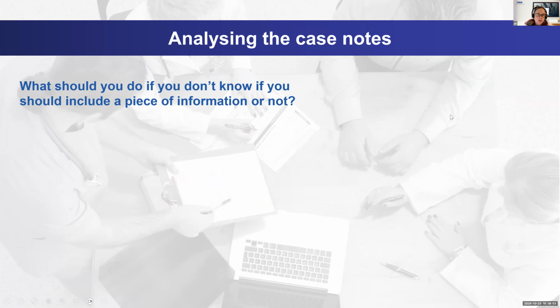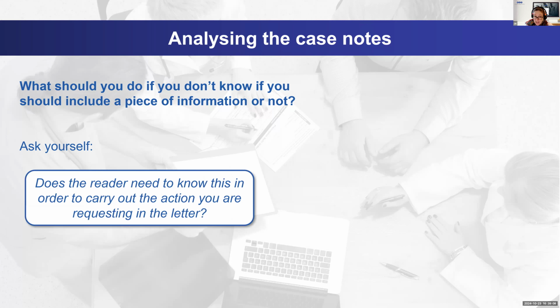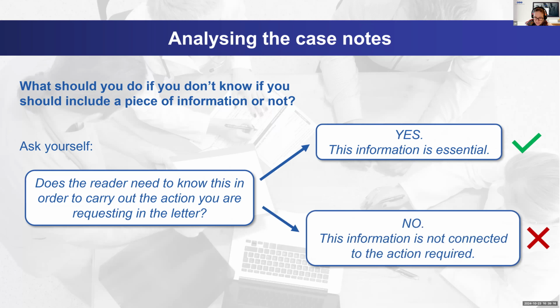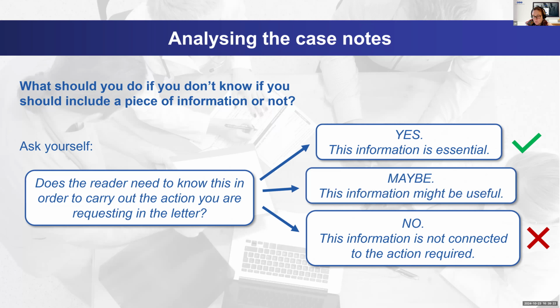So what should you do if you don't know if you should include a piece of information or not? Because sometimes you think, well, it might be useful. Ask yourself this question: does the reader need to know this in order to carry out the action you are requesting in the letter? If the answer is yes, obviously include it. If the answer is no, it's not connected to that action required, don't include it. However, if you think maybe this information might be useful, just include it. You don't want to spend ages going, shall I include it? Shall I not? Just include it. But perhaps if you think it's only useful, don't give it such big prominence in such detail.